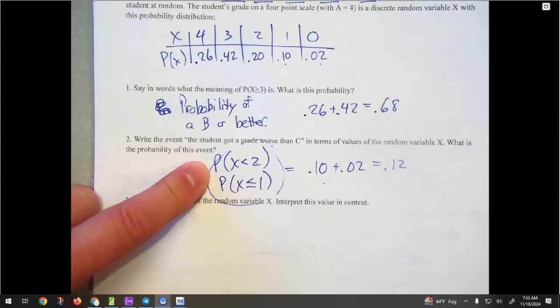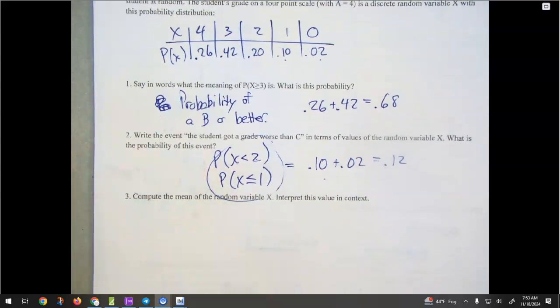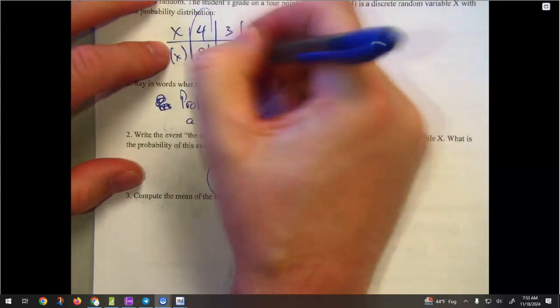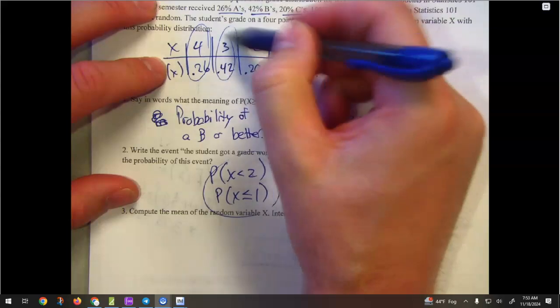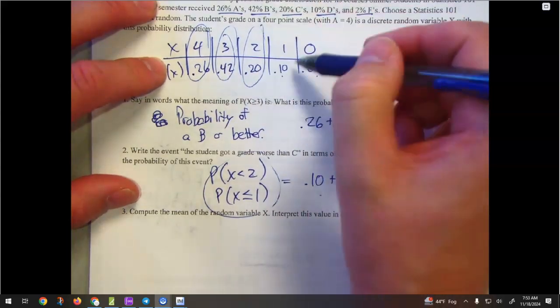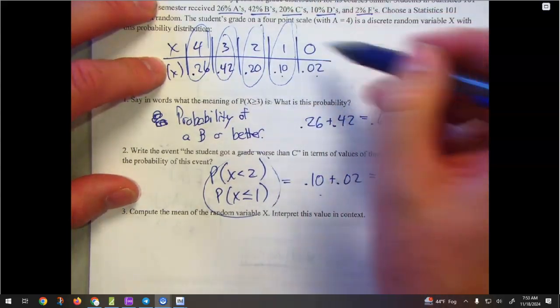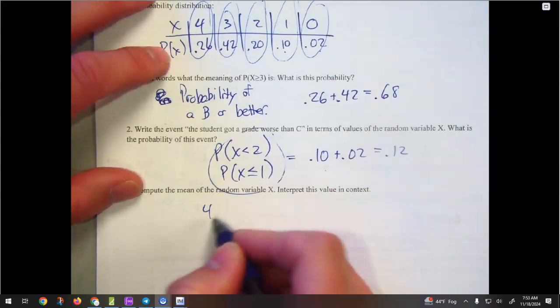That's not bad. Alright, part 3, compute the mean of the random variable. So multiply those two things together, plus multiply those two things together, plus multiply those two things together, plus multiply those two things together, plus multiply those two things together.